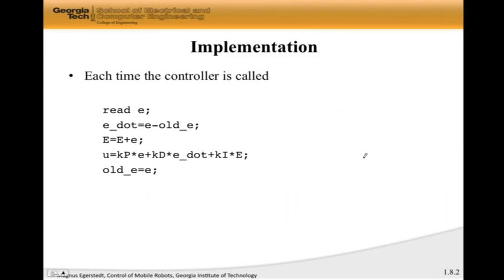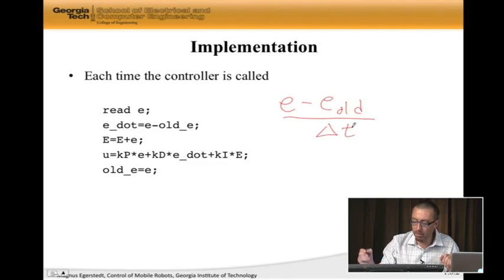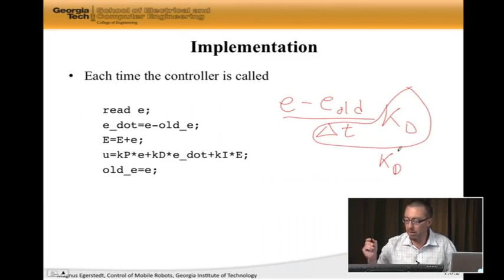So now, having said that, let's put this into pseudocode. Every time the controller is called, I'm going to read in the latest error, which is the reference minus the measurement. And then I'm going to compute E dot, which is really E minus E old, divided by delta t. But the D part of the controller is kd times this thing. What if I just call this my new kd prime? I just divide it by delta t, because I don't actually need to typically know delta t. Let's call this kd prime.